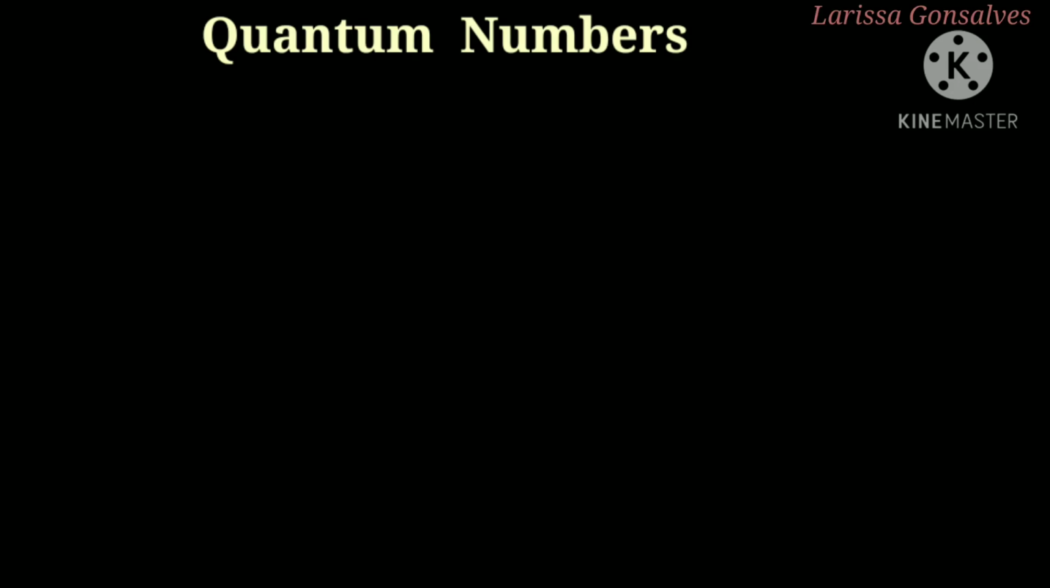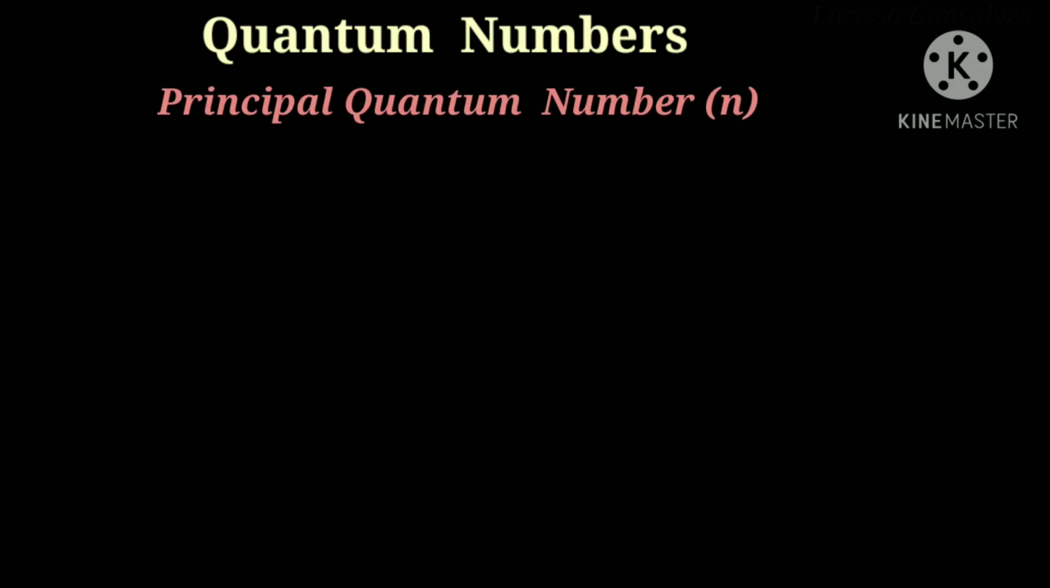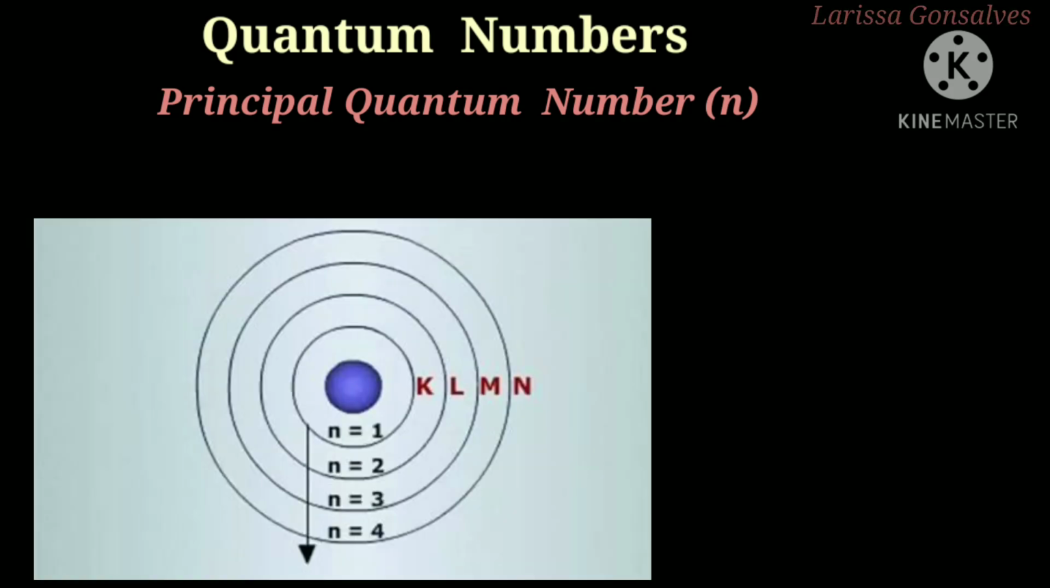Let us now study about atomic orbitals and quantum numbers. The first quantum number is the principal quantum number and it is denoted by the small letter n. This is an atom. The blue circular part is the nucleus and then you have the different orbits. The orbit which is closest to the nucleus is the K shell, then comes the L shell, then M, N, P, Q and so on.